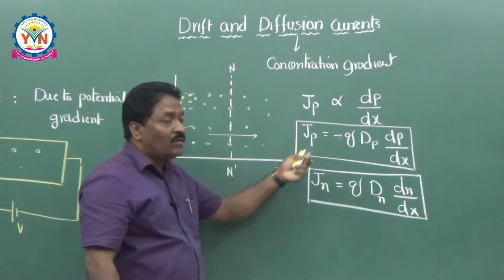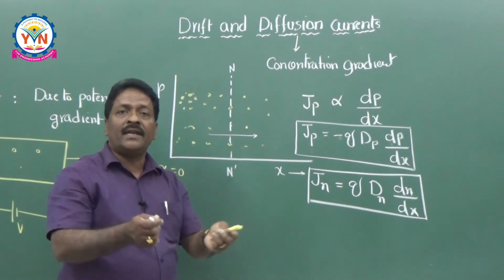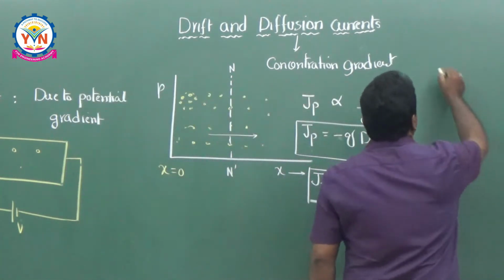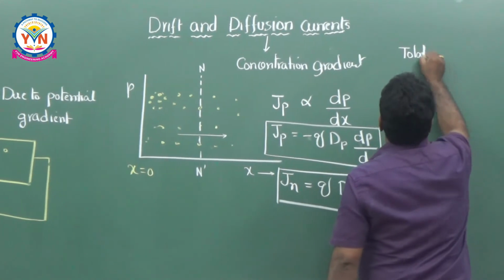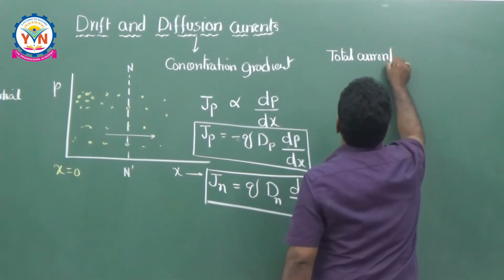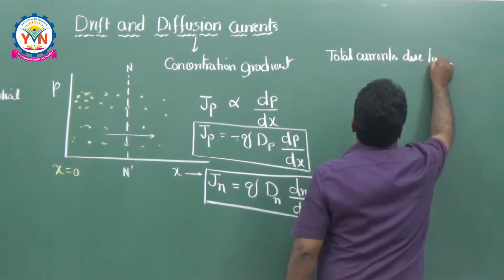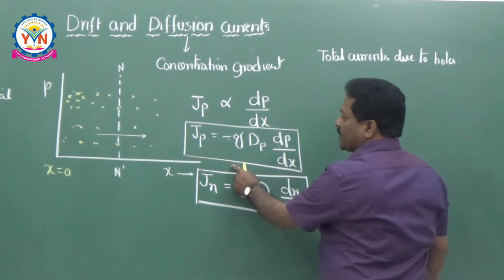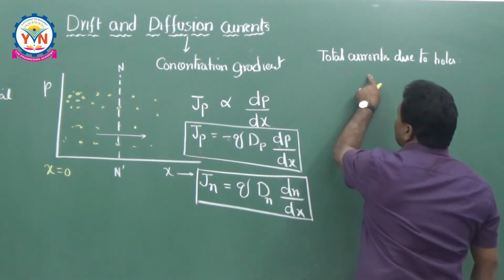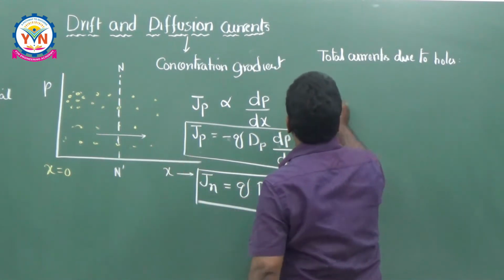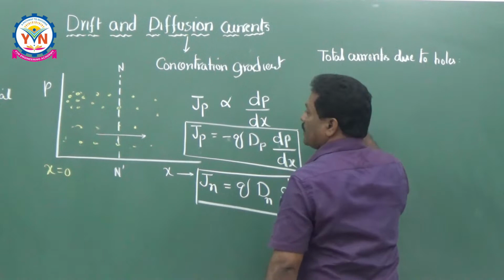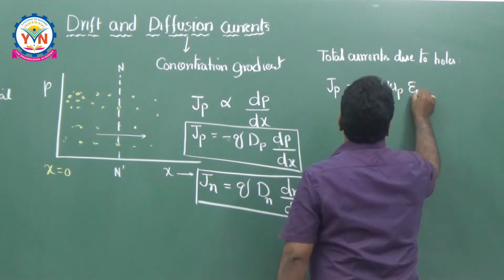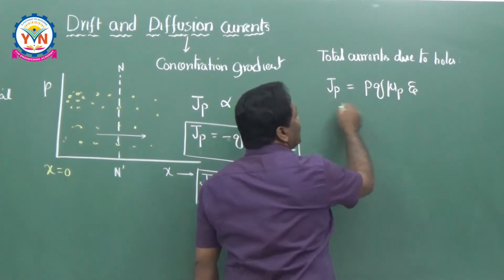If you want to write the total current in a semiconductor, it is a combination of drift and diffusion. So, I can write the total current due to holes. What are the currents you can expect? There are two currents: one is the drift current and the other is the diffusion current. Drift current due to holes is Jp equal to P q mu P into Xi. This is Jp. This is called drift current.